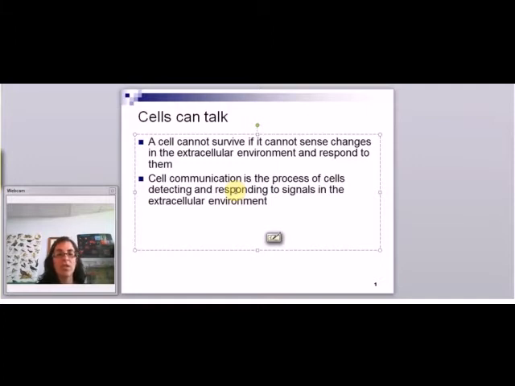So again, cell communication is really a two-step process. Cells need to be able to detect a signal out in the environment, and then part of that communication is then responding to that signal in the environment.